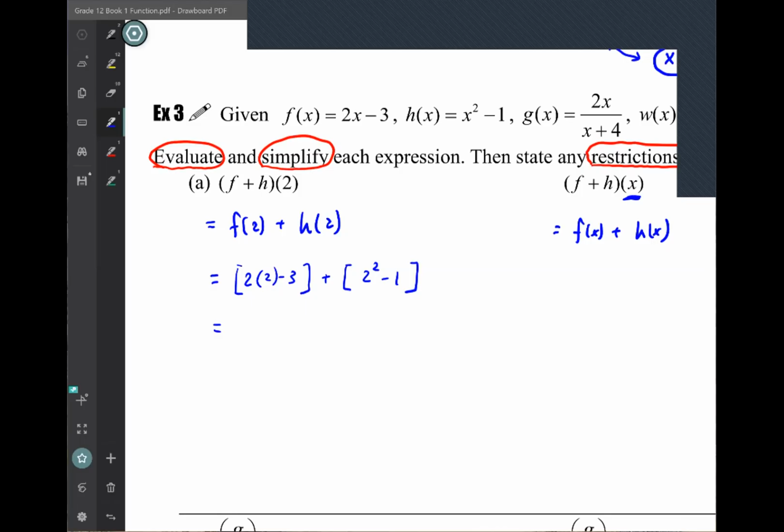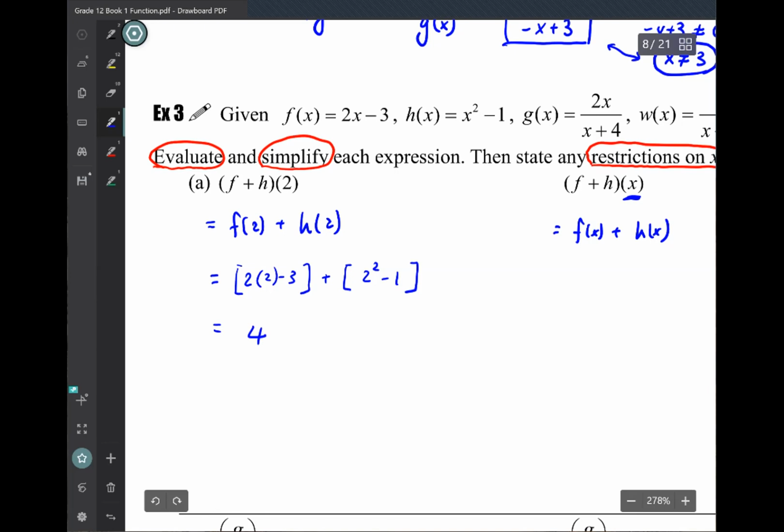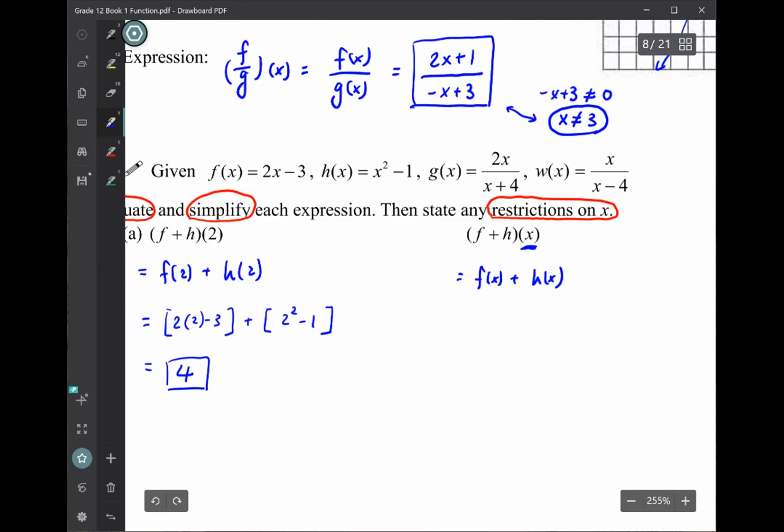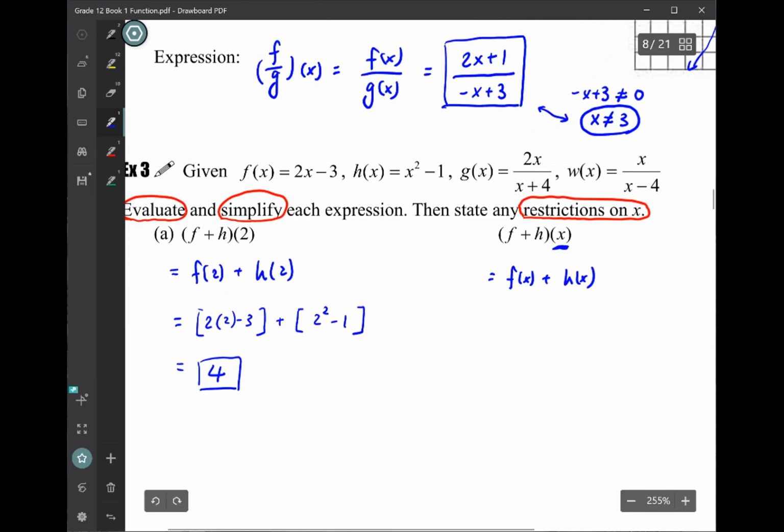So this one will become a 4. Anyone got different? Okay, this part is a 1, 1 plus 3 is 4. Yeah, very good. Okay, so this is your answer, right? That's it. Okay, so now for the expression part, for the right side is keeping as x. So it's just like what we did before, okay?